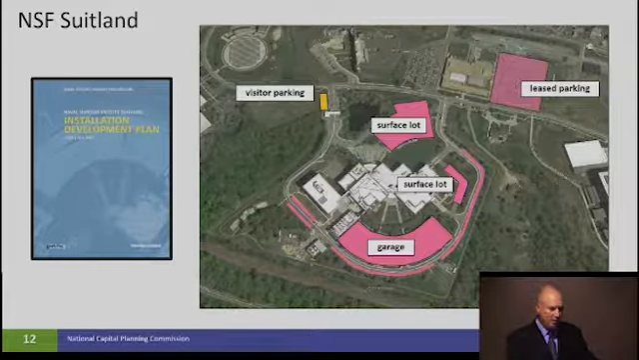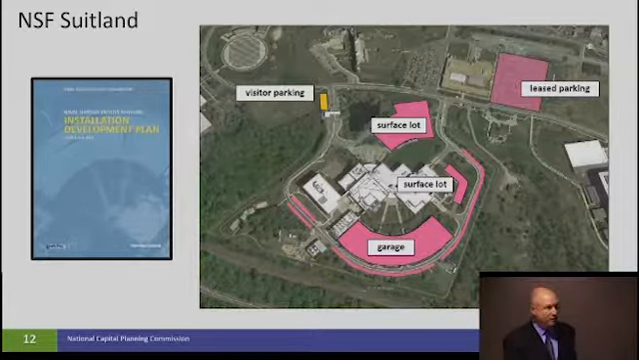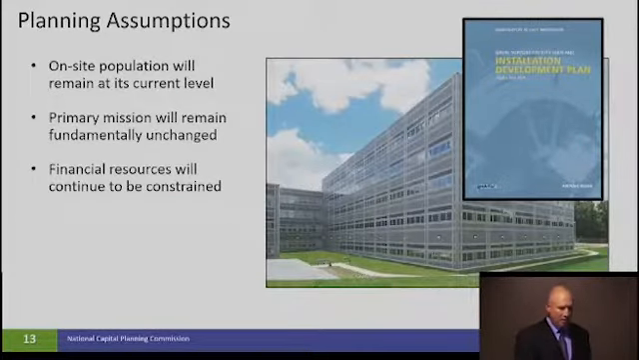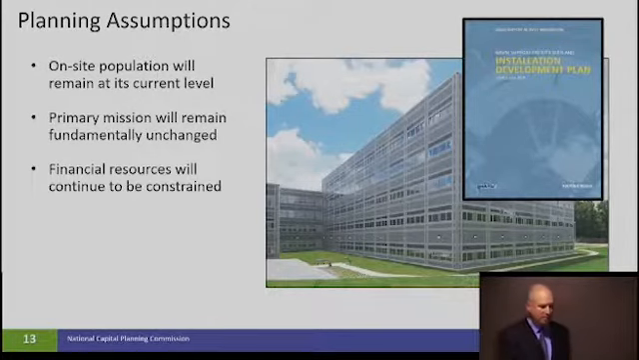The Navy also leases 450 marked employee spaces from GSA across the street in a surface lot. A small lot, shown here in orange, contains 22 visitor spaces near the main gate. The proposed installation development plan is based on a 20-year planning horizon until 2040, with several key planning assumptions including on-site population will remain at its current level, the primary mission of NMIC will remain unchanged, and financial resources will continue to be constrained, requiring careful prioritization among competing Navy needs.